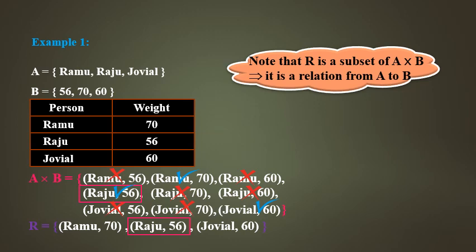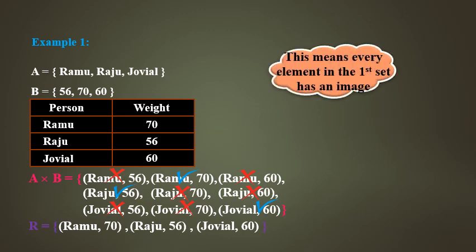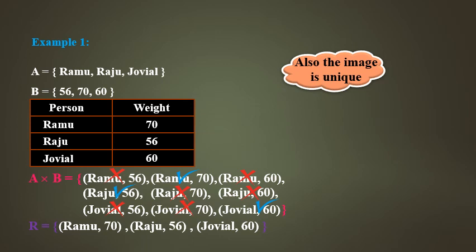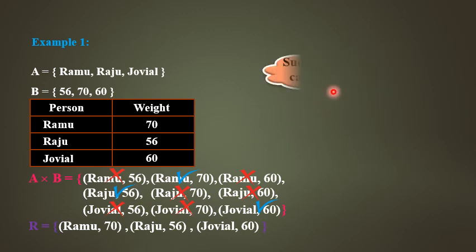Look at the boxes I have made here. Raju 56, Joel 60, and these persons have the weights given, they are matching here, correct? Now this means every element in the first set has an image, and the image is unique. A person cannot have two different weights at the same time.